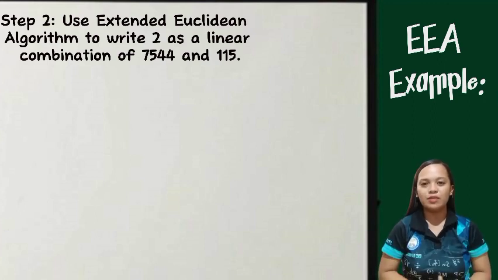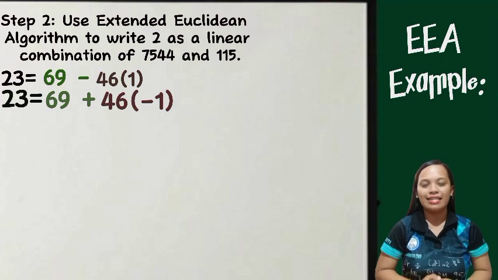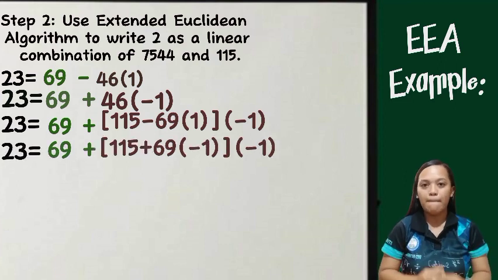Okay. 23 is equal to 69 minus 46 times 1. So our remainder is 23. The 23 comes from 69 and 46. Next, we change the sign. It becomes 69 plus 46 times negative 1. Next, 69 plus the bracket of 115 minus 69 times 1, times negative 1. And then, we change the sign again. 69 bring down, plus 115 plus 69 times negative 1 times negative 1.